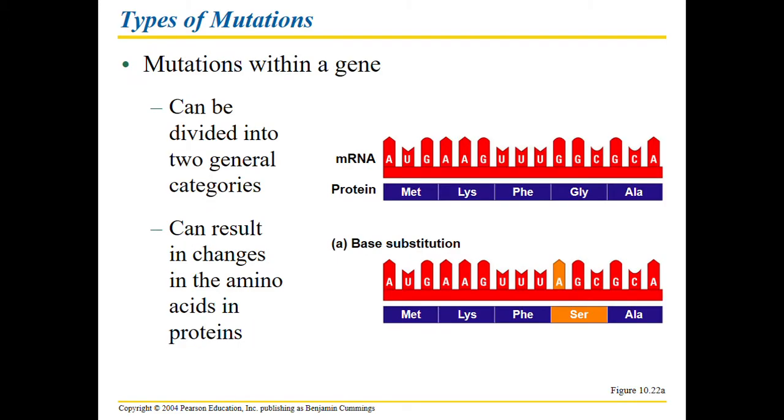There are two different types of mutations. The one in sickle cell is a base substitution mutation, where a single nitrogenous base is changed. Sometimes these can be silent, where they don't change the amino acid sequence, but sometimes they do. Obviously here you can see that this one base being different changes the amino acid, the protein. And that's what happens in sickle cell anemia.